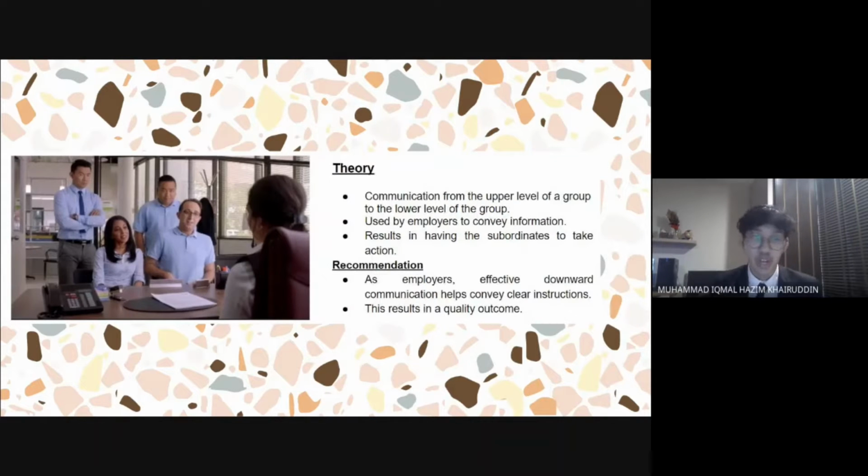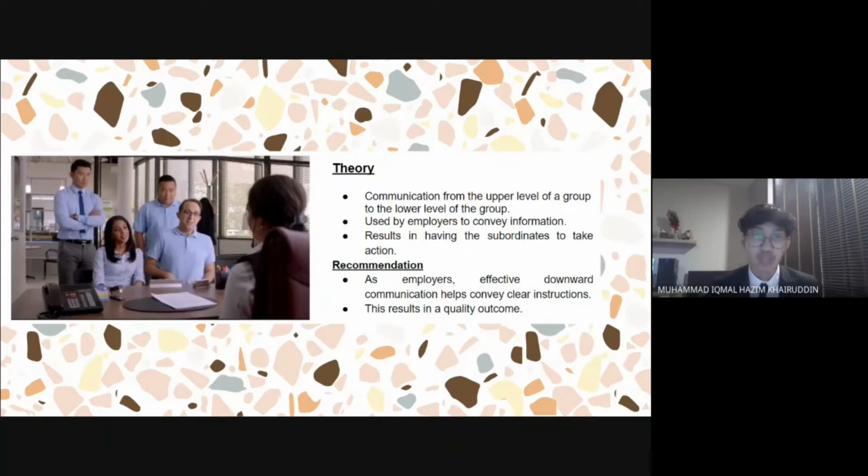The theory of downward communication is that it is a form of communication from the upper level of a group to a lower level. Essentially, it is where someone who is higher ranked in the company, such as a manager, speaks to someone who is lower in the company, which is their employees. It is typically used by employers to convey information, usually resulting in the employees taking action.